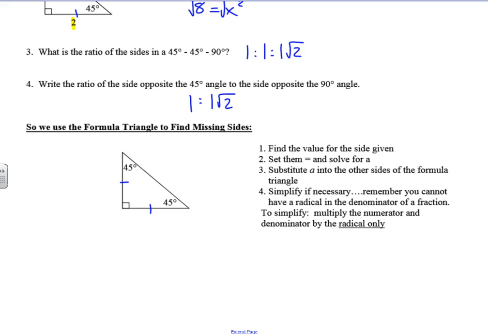In a 45, in a 45, in a 90 triangle, it's A, it's A, it's A radical 2. So A equals the leg length, okay? The leg length. We use A just because a lot of times X gets used in there.